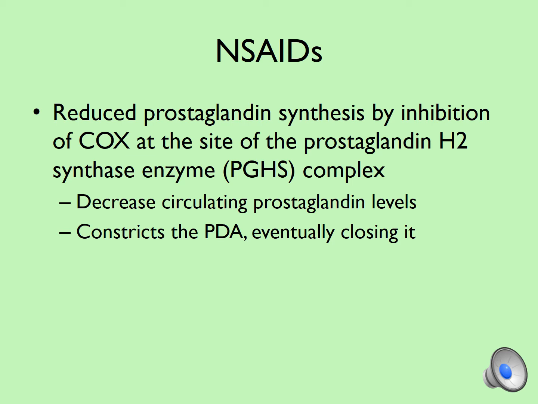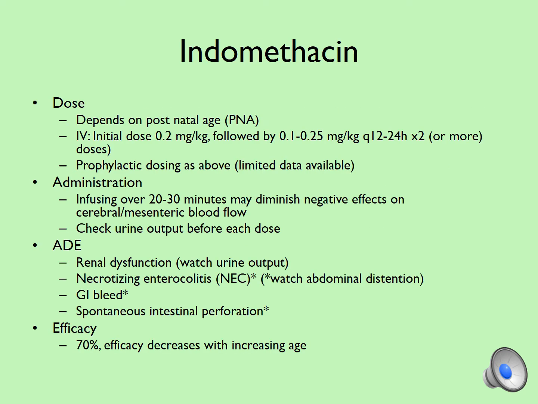So the first drug option for closing the PDA are NSAIDs. And NSAIDs reduce prostaglandin synthesis by inhibition of COX at the site of the prostaglandin H2 synthase enzyme complex. And this decreases circulating prostaglandin levels, and this constricts the PDA and eventually closes it. The first drug in the NSAID class that we'll use in this disease state is indomethacin. And I put the dosing here on the slide.